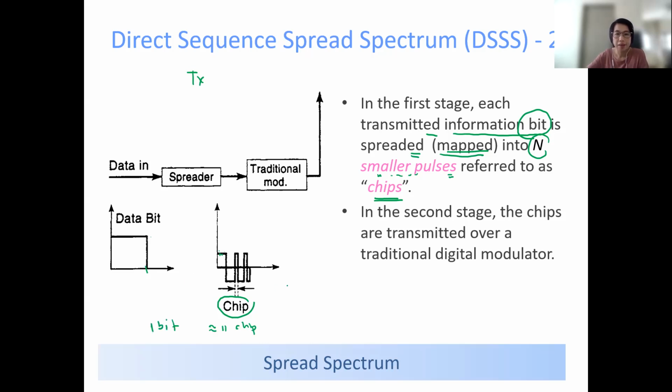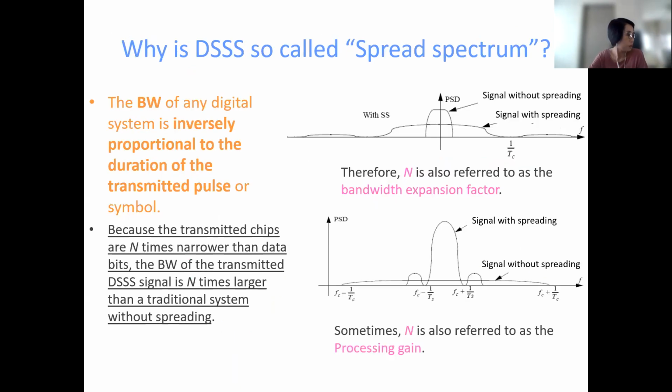And then these chips will be the input of the modulation. So instead of modulating the original data bit with the carrier frequency, you send this one to be modulated with the carrier, by using the digital modulator, and then you propagate by using the antenna. All right.